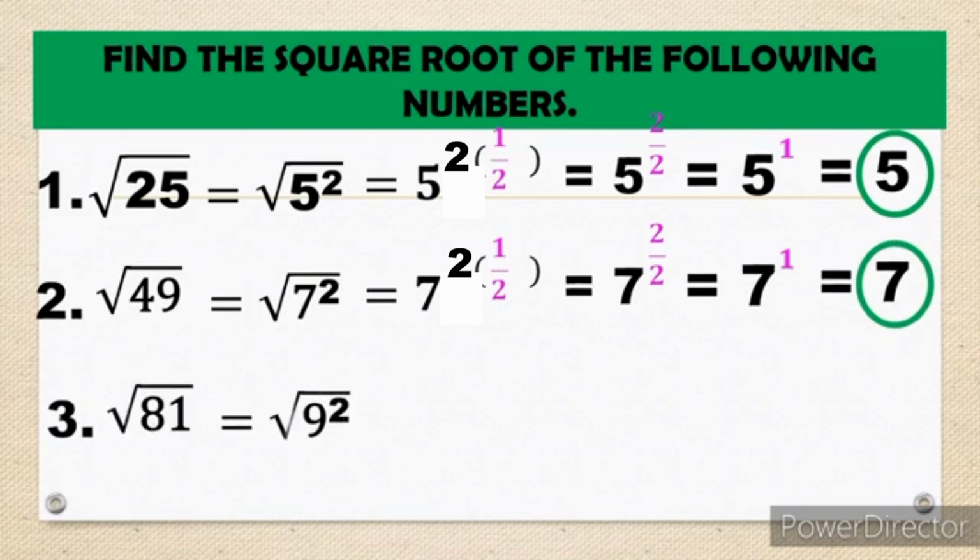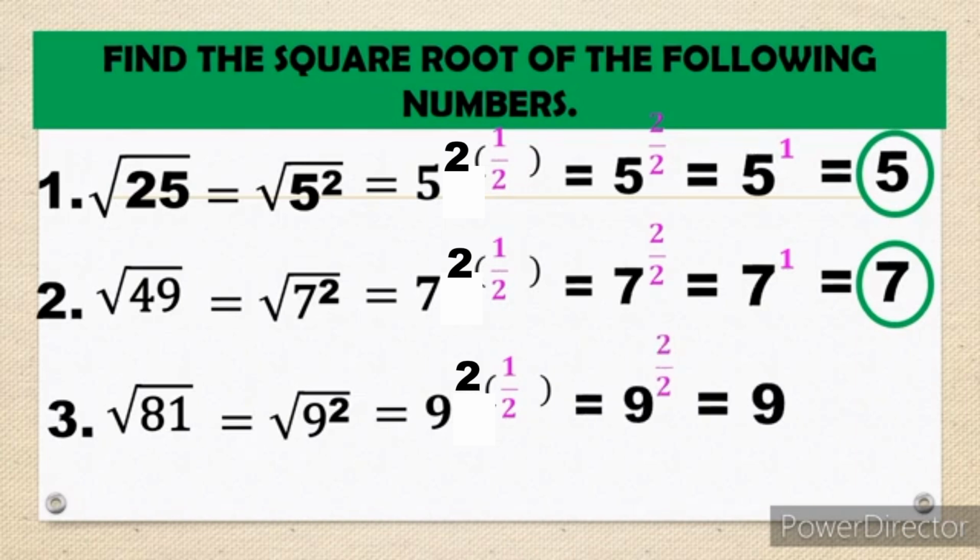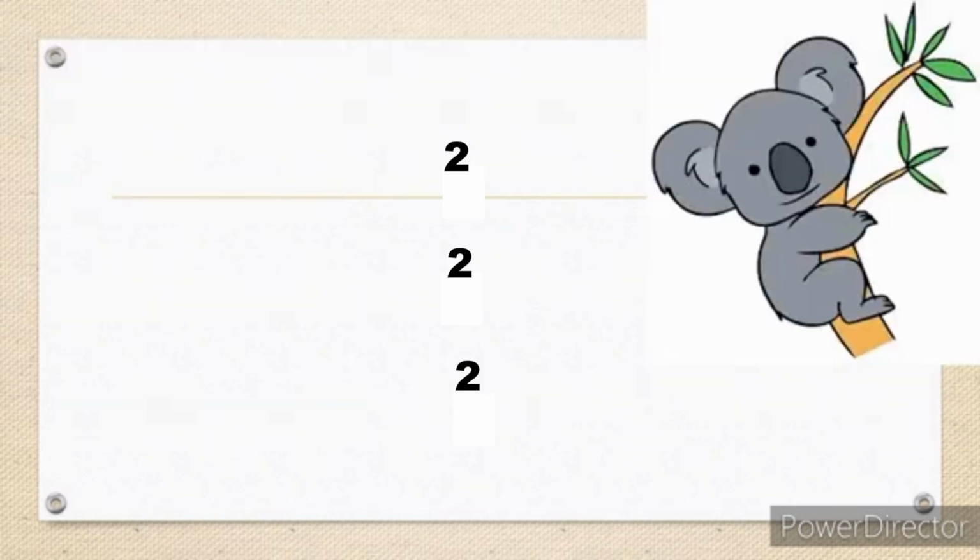Next, number 3, the square root of 81 is equivalent to the square root of 9 squared. The equivalent of square root is 1 half, so we have 9 squared raised to 1 half. Then 9 raised to 2 over 2 is equal to 9 raised to 1, which equals 9. So that is how to find the square root of the numbers.